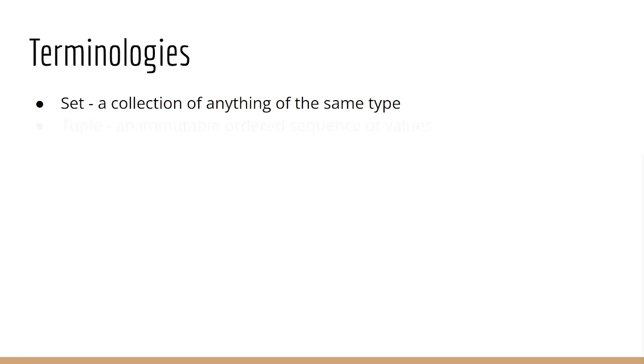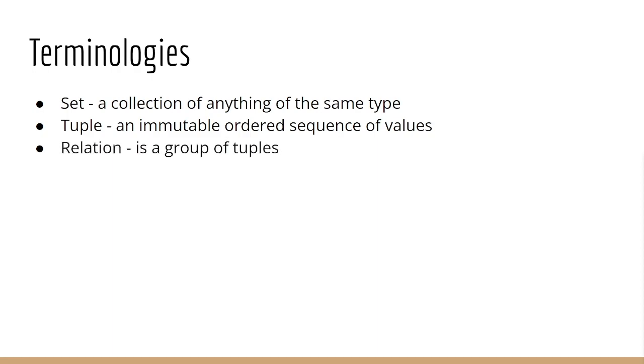Before we proceed, allow me to review some terminologies that we are going to use throughout this section. A set is a collection of anything of the same type. In this section, it will be the tuples and the rows. A tuple is an immutable ordered sequence of values. It is equivalent to a row in a relational database. A relation is a group of tuples. It is also equivalent to a table in a relational database.